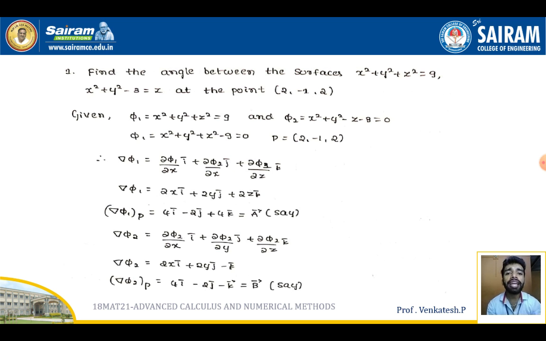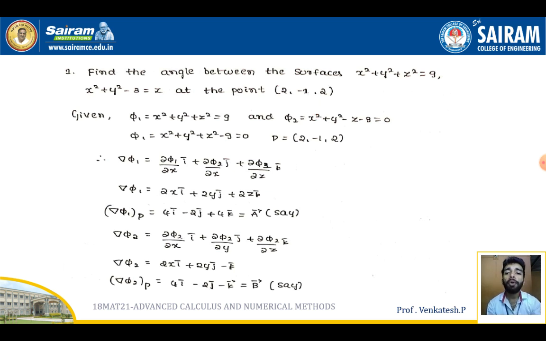Example, find the angle between the surfaces x square plus y square plus z square is equal to 9 and x square plus y square minus 3 is equal to z at the point 2, minus 1, 2. So I want to find the angle between the given two surfaces. Let me take this one as pi 1 surface, this one as pi 2 surface. So pi 1 is equal to x square plus y square plus z square is equal to 9 and pi 2 is equal to x square plus y square minus 3 is equal to z. By shifting the 9 to the LHS, I'll be getting pi 1 is equal to x square plus y square plus z square minus 9 equal to 0, and pi 2 is equal to x square plus y square minus z minus 3 is equal to 0.